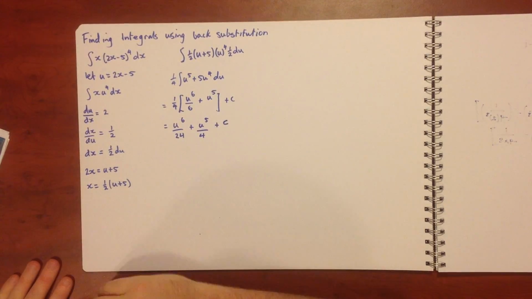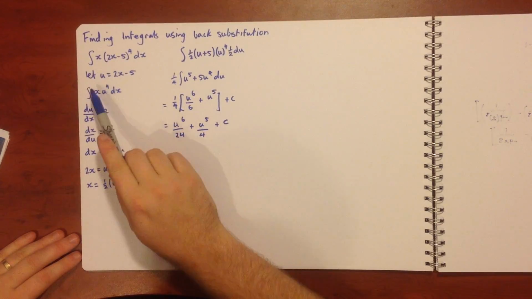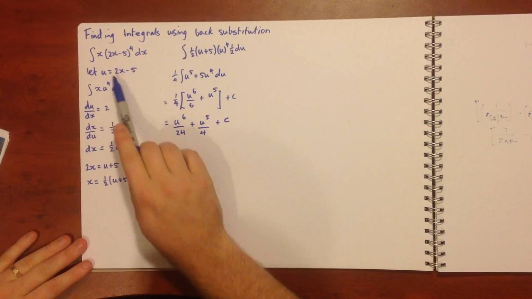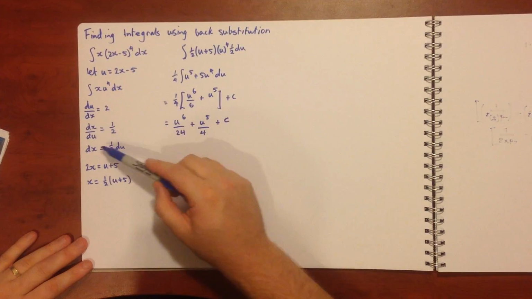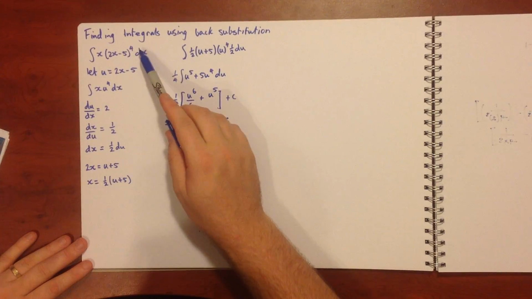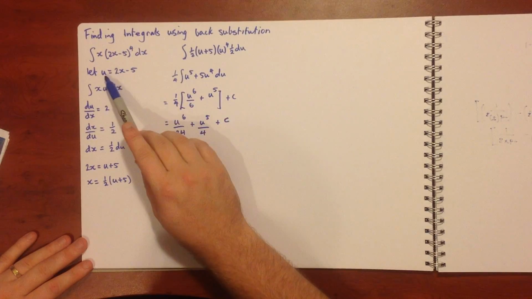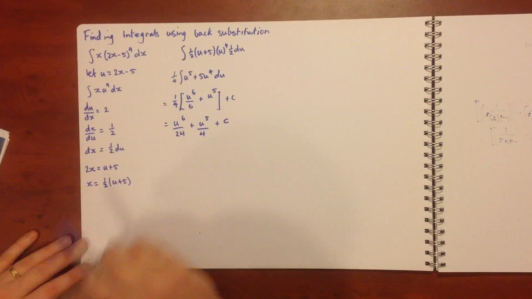And that's how our back substitution works. What we're doing is our substitution for u, finding our derivative of u with respect to x and rearranging to get dx so we can replace our dx up here. We've also rearranged our u for x so that we can replace our x in here.